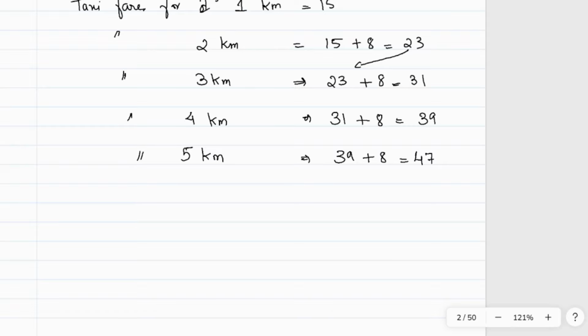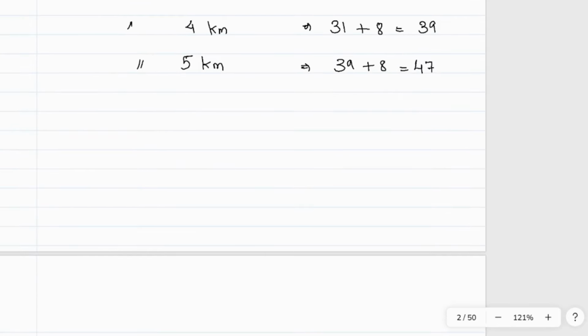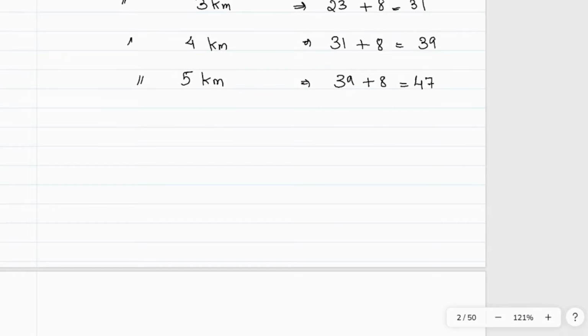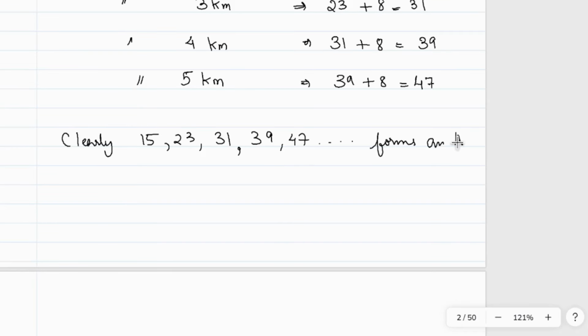This is an AP. Therefore on the right hand side you are getting your sequence. You can write it here clearly: 15, 23, 31, 39, 47. They form an AP, because each term increases its preceding number by 8. Forms an AP.